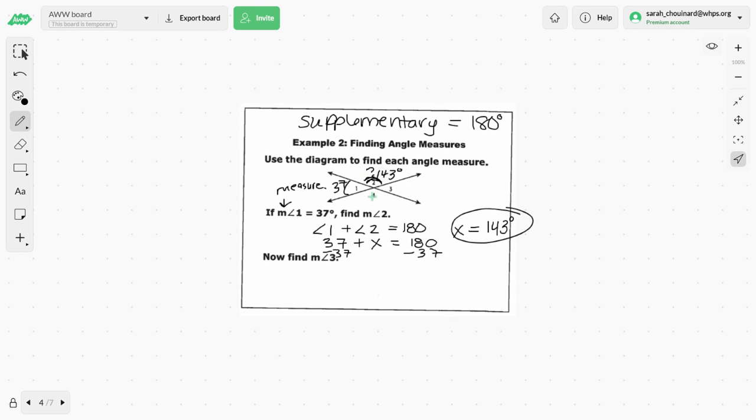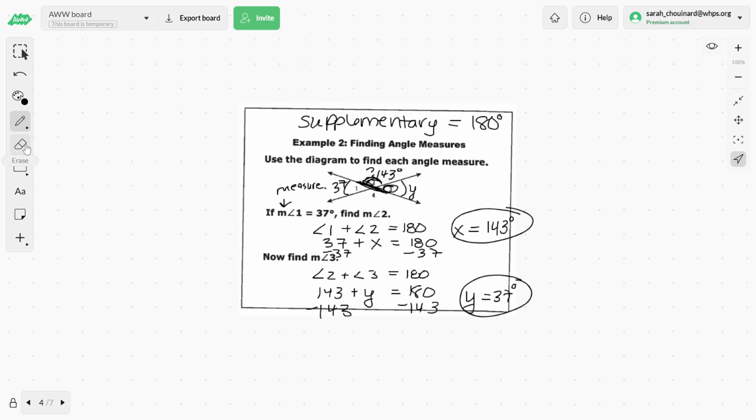So if I know this is 143 and want to find angle 3, well, again, those angles make a straight line, so they're supplementary. So angle 2 plus angle 3 add up to 180. So we'll say 143 plus, we'll call this one y now, since we already used x. And so I subtract 143 to solve for y. And so my missing angle is 37 degrees.